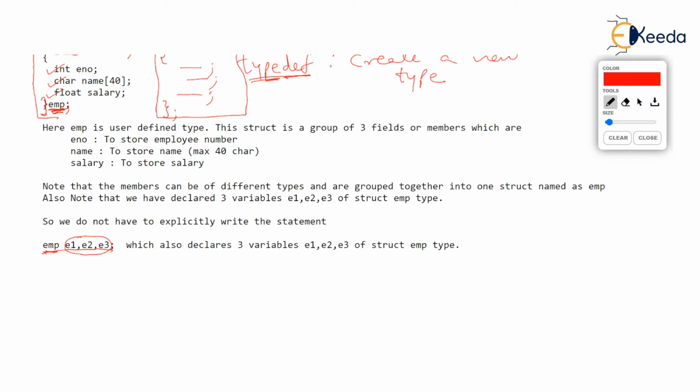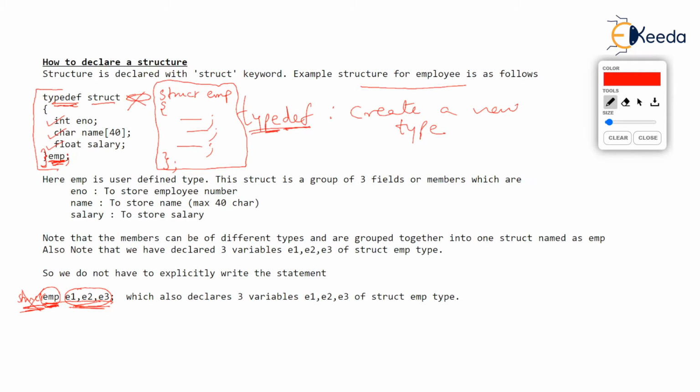Whenever you wanted to make variables of emp type, where emp was a structure, you had to write the word struct before this. But now you have made this emp purely a data type. Like int, float, double, you have made this emp a data type. So you use it as a data type and make the variables e1, e2, and e3. That's great, isn't it?